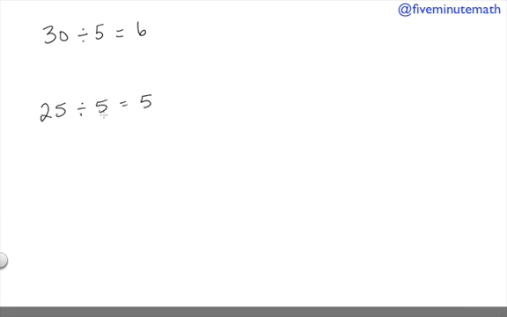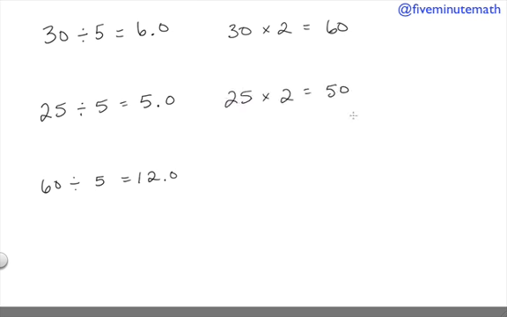25 divided by 5 is 5. And 60 divided by 5 is 12. I'm going to make a little change here, and we're going to just add 0.0 to the end of each of these. Doesn't change the answer, but you'll see the connection here in a second. So let's start with 30. We're going to go ahead and double that. 30 times 2, 60. Now 25 times 2, that's 50. And 60 times 2 is 120.